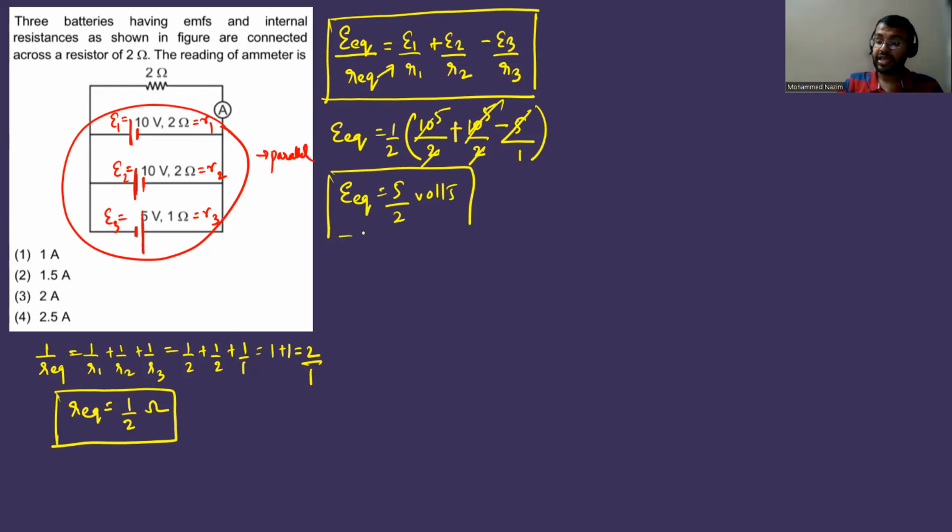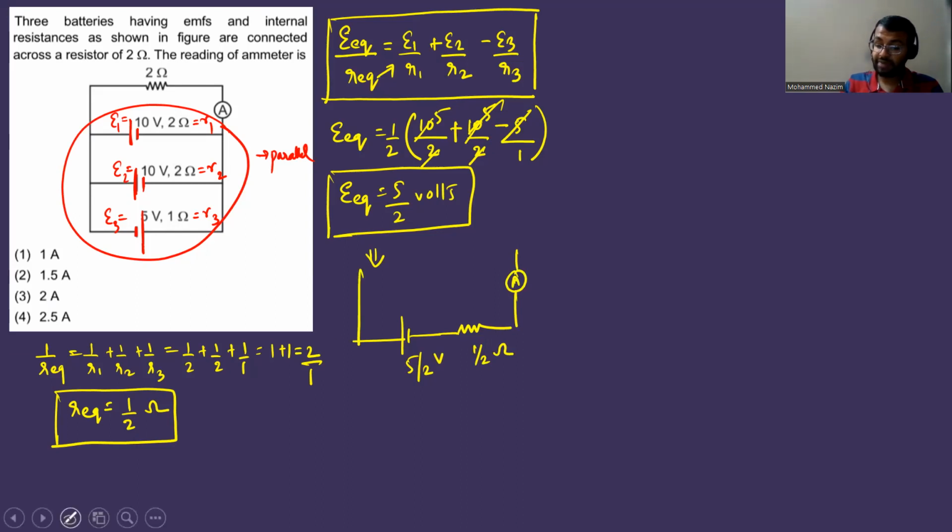That means I can replace these three cells by a single cell whose EMF is 5 by 2 volt. And what is the equivalent resistance of the cell? Half an ohm. And then an ammeter is there, and connect back your external resistor, 2 ohms. Till now, I was solving only for the cells. So this is nothing but 2 ohms.